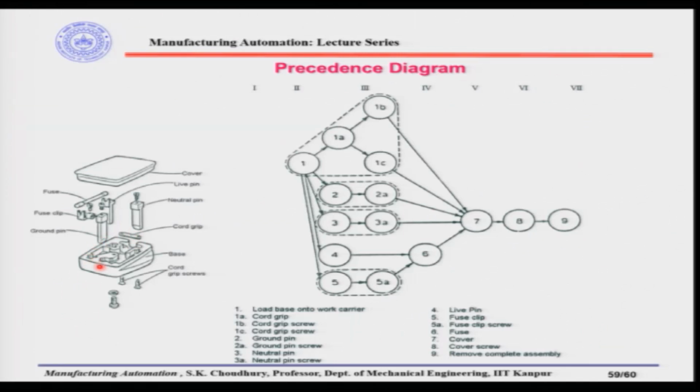So, in this case, for example, we say that we have a base. After that, next we will mount the ground pin and the live pin. After that, we will make the fuse clip. After that, the screws, then the fuse on top, then the neutral pin, then this screw, then the cord grip, and from here the cord grip screws, then the cover and the screws. So, this is the sequence of assembly that you can make.